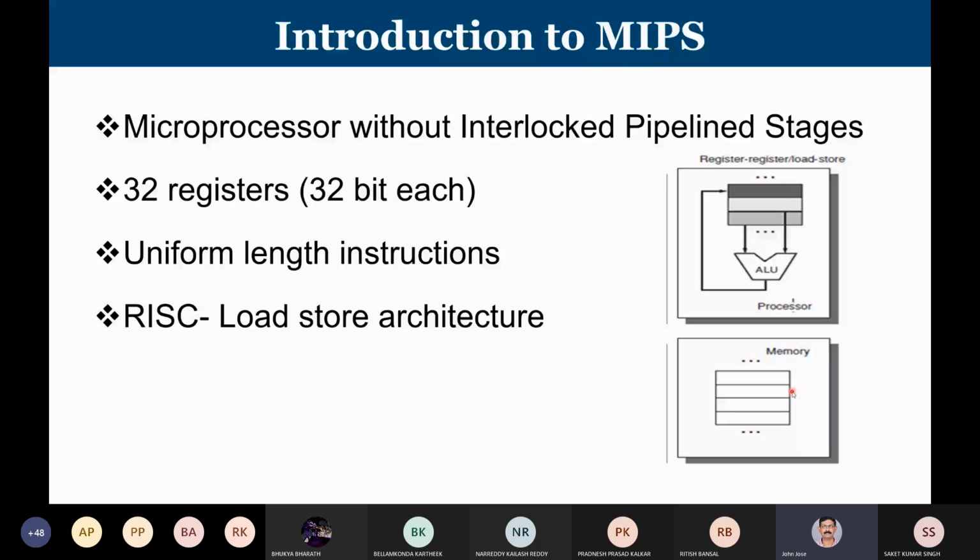Take add R1, R2, R3: all the operands are present in registers, and the destination operand is also a register. Reading from a register takes constant time. Performing the operation in the ALU is another constant time. Writing the result back to a register is, yet again, constant time. So any ALU operation will complete in constant time. So this is the summary of a MIPS processor.